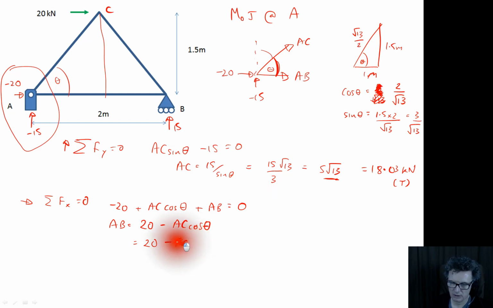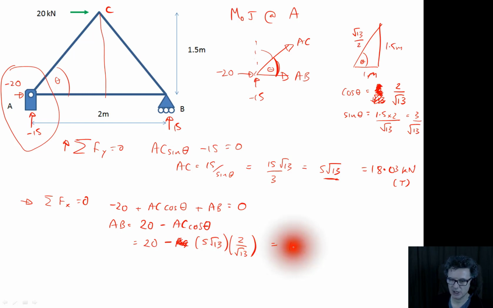So the AC value is 5 root 13, and the cos theta is 2 root 13. So the root 13s will cancel. 2 times 5 equals 10, so we end up with a nice number of 10. So AB equals 10. AB is also going to be positive, so that will also be in tension.